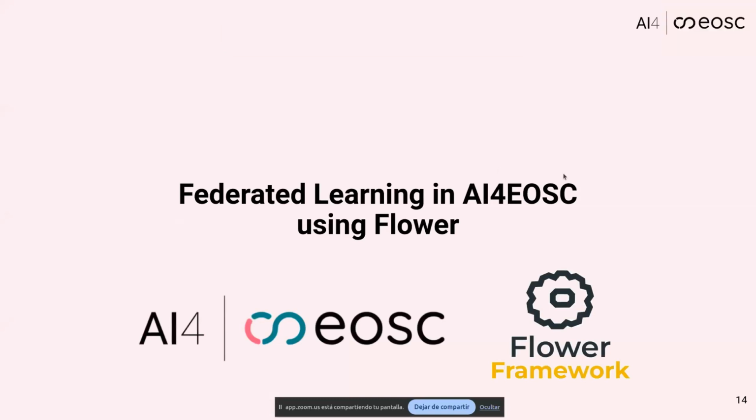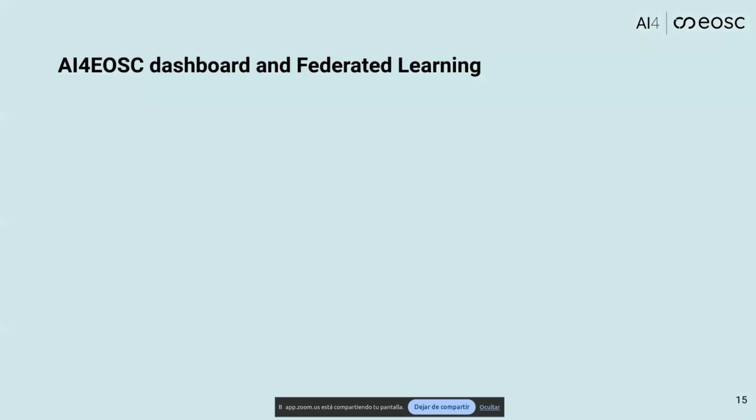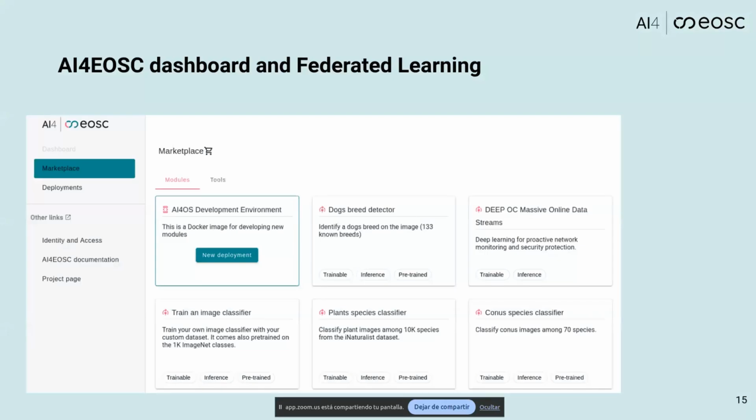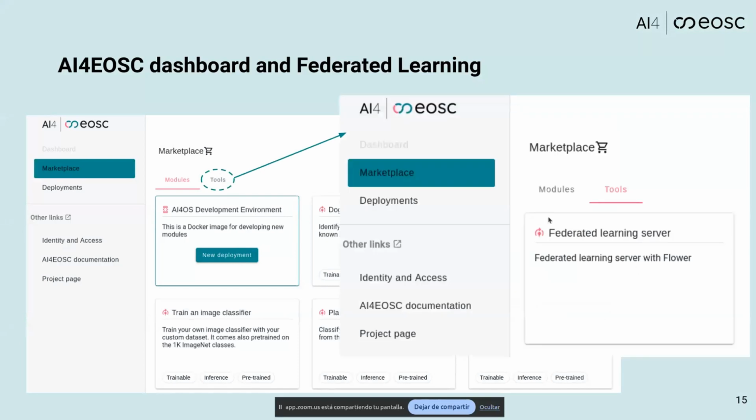Okay, so I'm going to start by talking a little bit about federated learning and how we have used Flower in the AI for EOS project for performing a federated learning training. Here we have a screenshot of the dashboard of the platform in which we can see different models. For example, the image classifier is a model that we can deploy in order to train an image classifier with our own dataset, but it comes pre-trained using ImageNet. We can create different models from scratch, we can create our own deployments, but we also have these tools here in which we can find the federated learning server, which has been created using Flower.